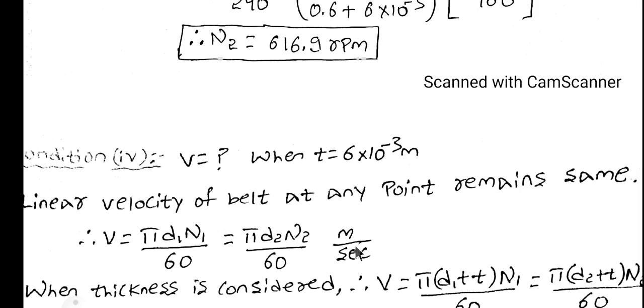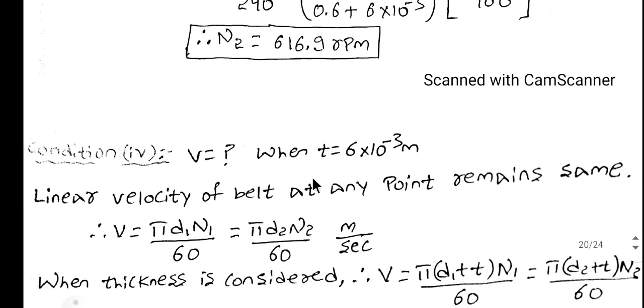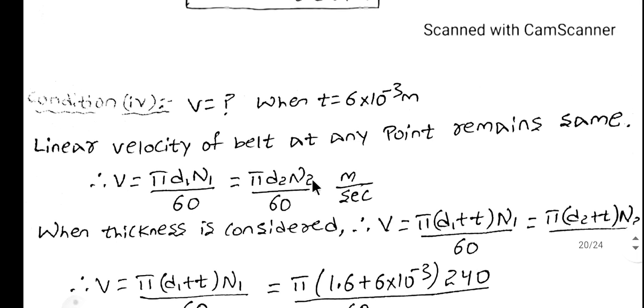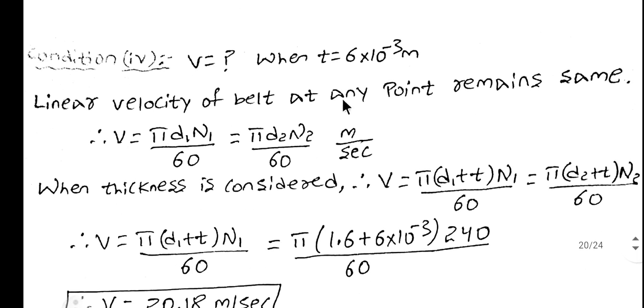Now see the condition 4. In this condition 4, you need to calculate the velocity and he has given the thickness. Okay, we know that the linear velocity of belt at any point remains same. At any point you consider, the velocity will remain same. The formula is v is equal to pi D1 N1 by 60 is equal to pi D2 N2 by 60. Unit is meters per second.